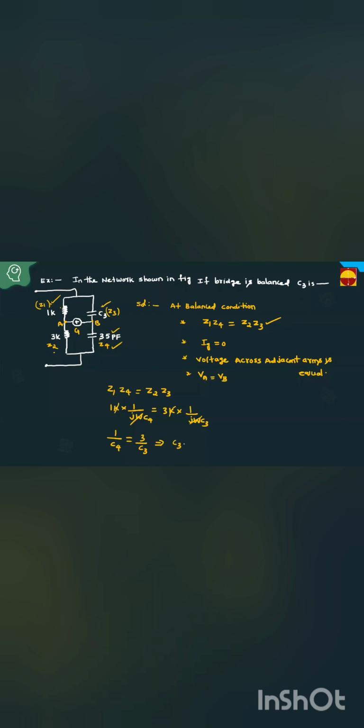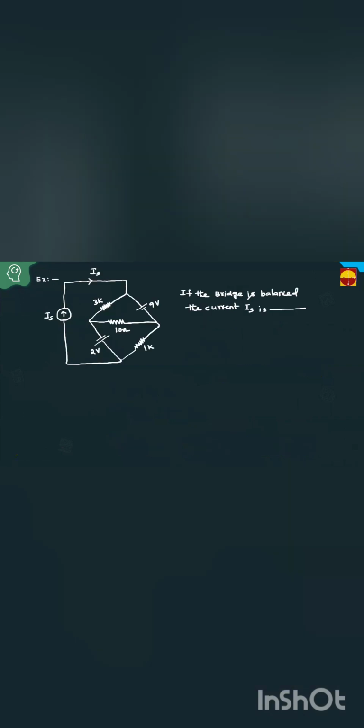Then from this, what is C3 equal to? 3 into C4. What is the C4? 35 picofarads. How much? 3 into 35. How much do you get? 105 picofarads. Like this you have to solve. The value of C3 equal to 105 picofarads. Simple problem. But you have to remember at balanced condition, any condition you have to apply. In different problems, you have to apply different ways to solve the problem.